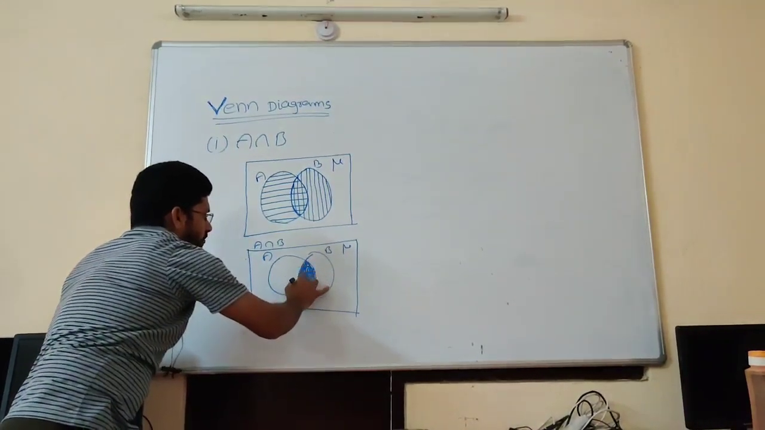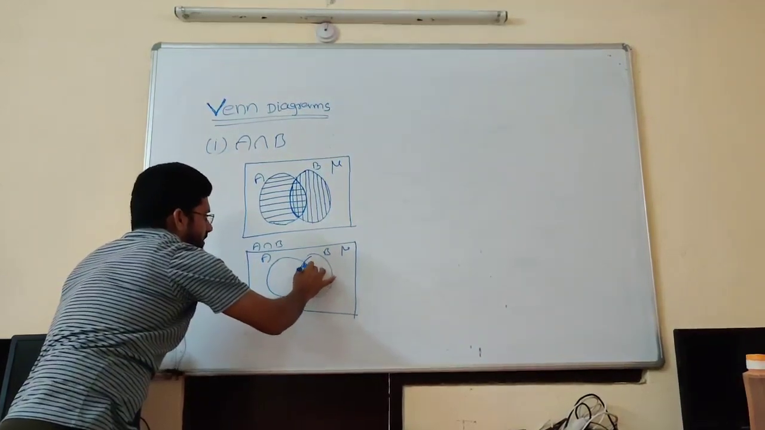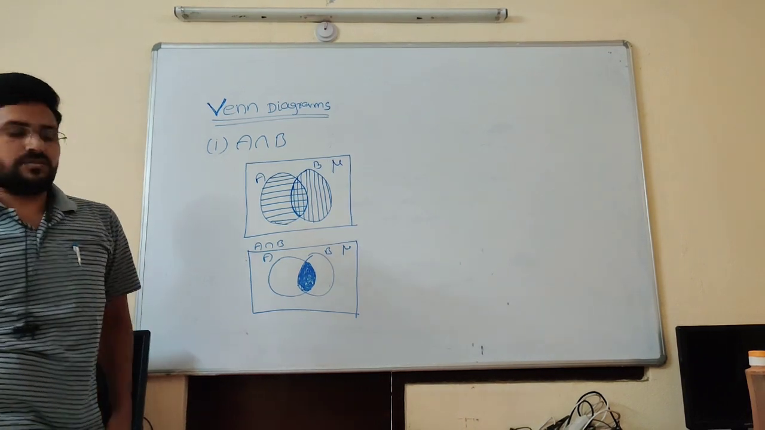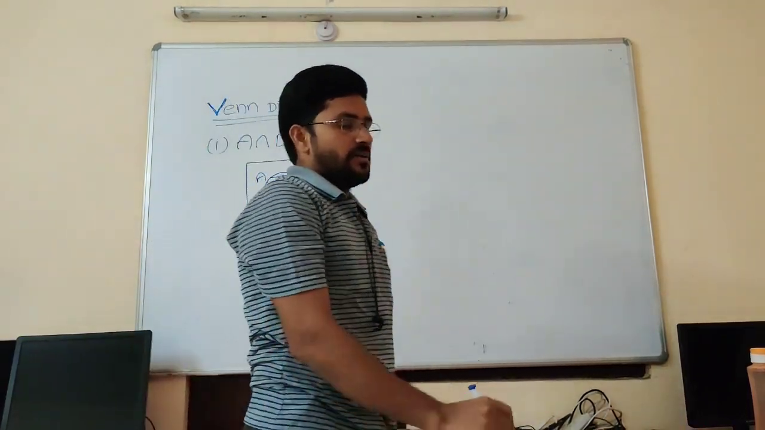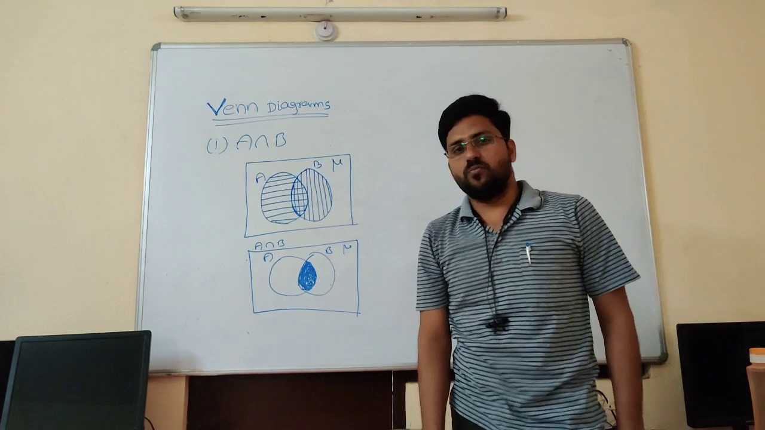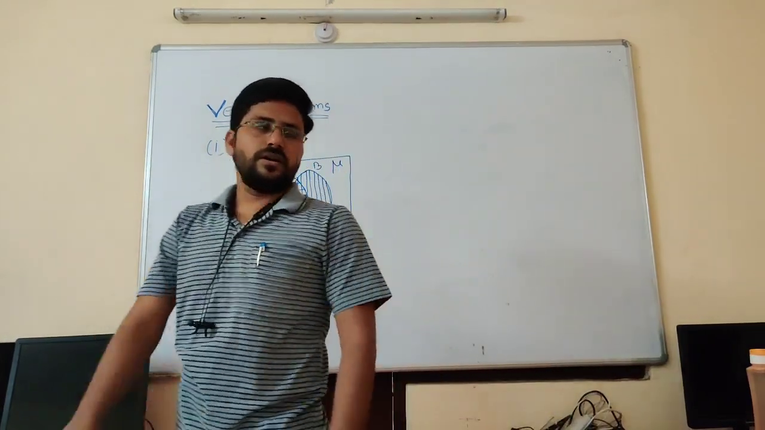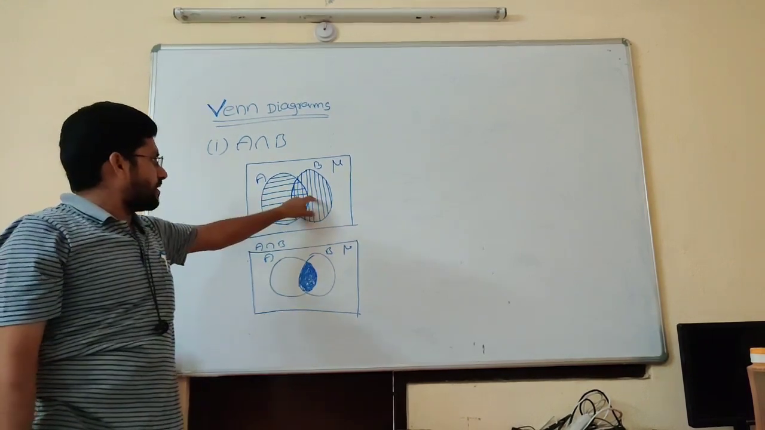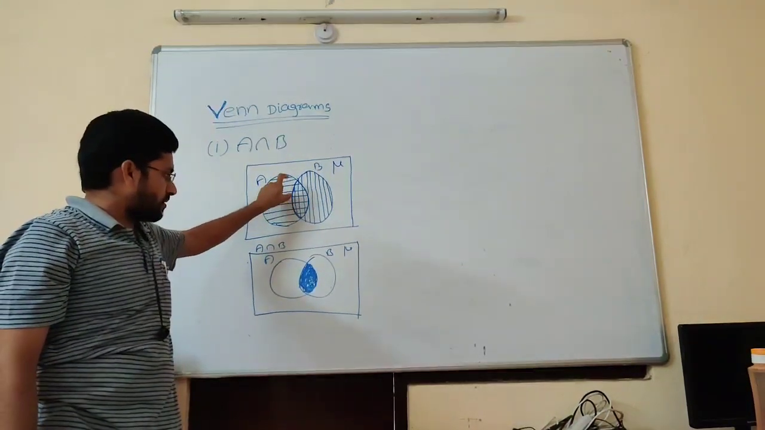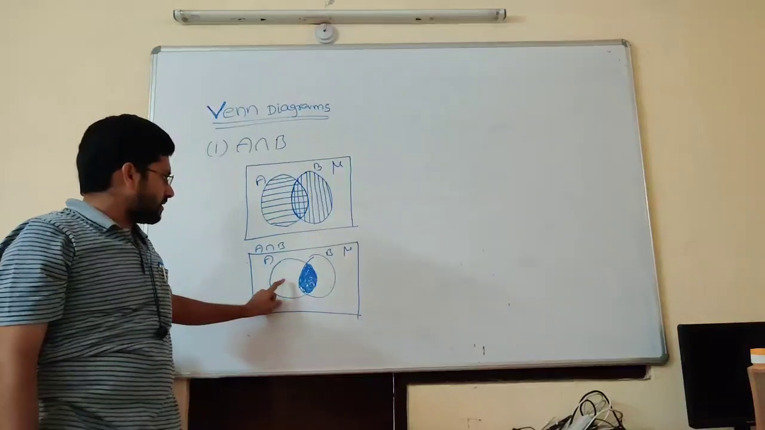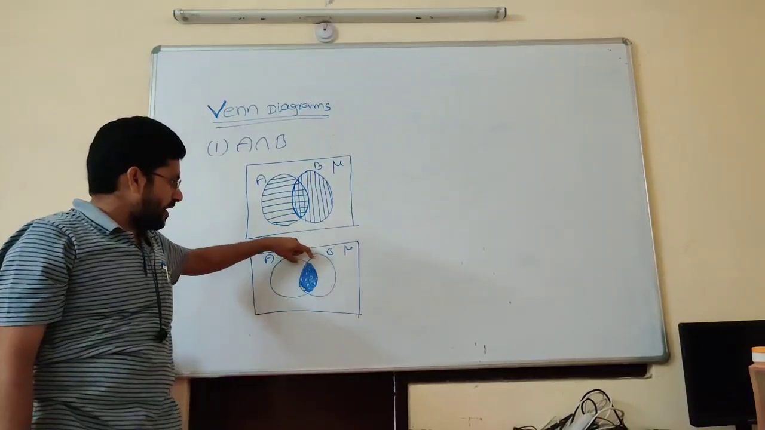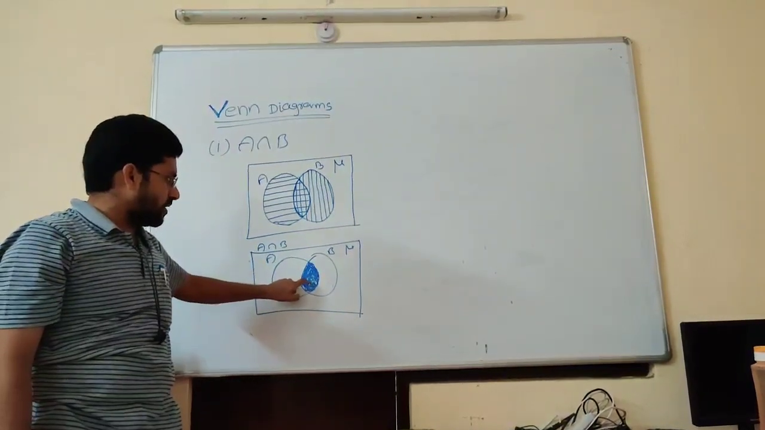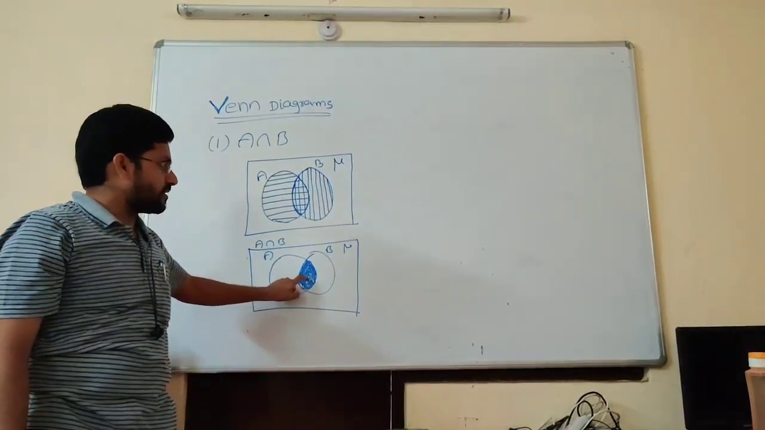Means the common part of both sets is the intersection. We know the definition: A intersection B means the elements which are repeated in both sides we have to take. Here I have taken a horizontal line and a vertical line, and I have taken the common part. This is A and this is B, where these two sides intersect, overlapping each other, that part only I have shown you. So this is A intersection B.